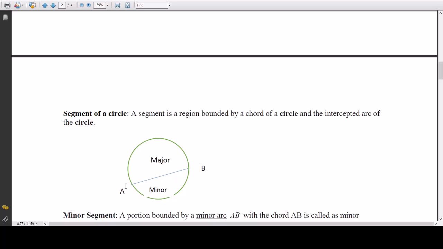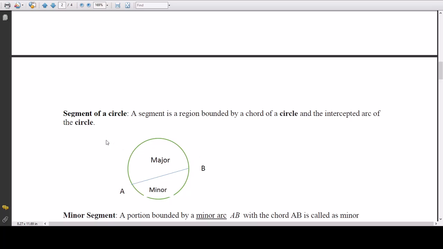Here I've drawn a chord AB on this circle. The whole circle will be divided into two parts. If one part is smaller, the other is bigger. The smaller part will be called the minor segment and the bigger part will be the major segment. Clear? This part will be the minor segment and the major part will be the major segment.